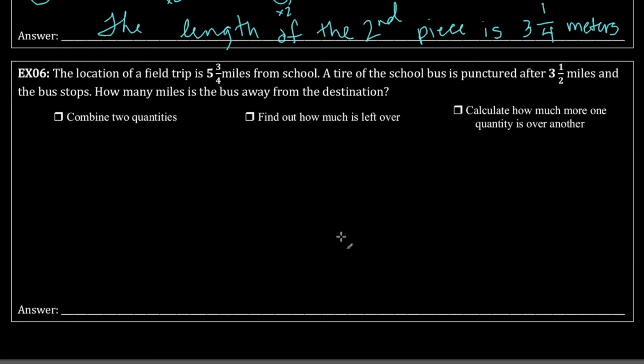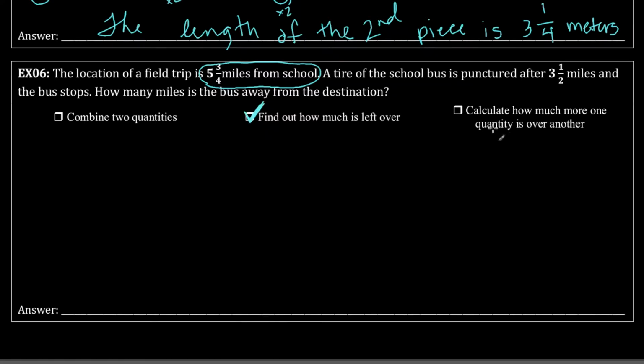Yes. So the location of a field trip is 5 3/4 miles from school. A tire of the school bus is punctured. So I guess like you're on a field trip, right? You're supposed to go 5 3/4 miles away, because this is a weird story. And the tire of a school bus is punctured after 3 1/2 miles. How many miles is the bus away from the destination? So I guess once again we're finding out how much is left over, like how many of the miles are left.